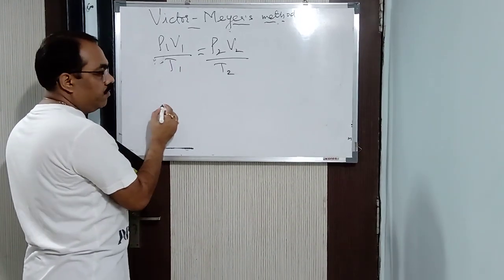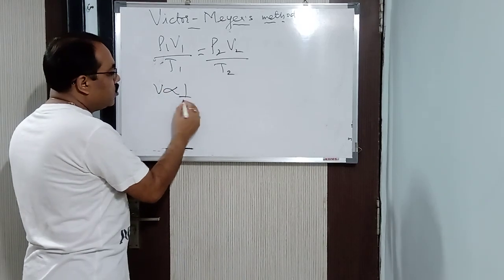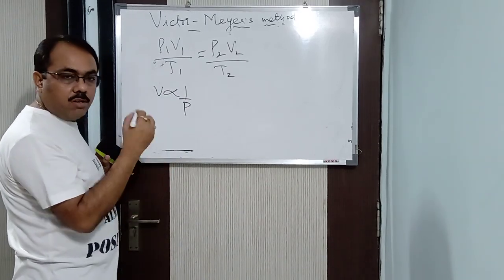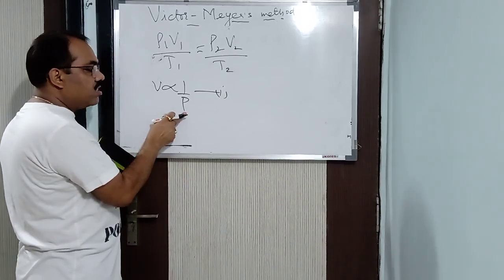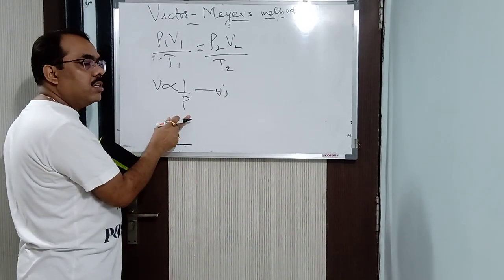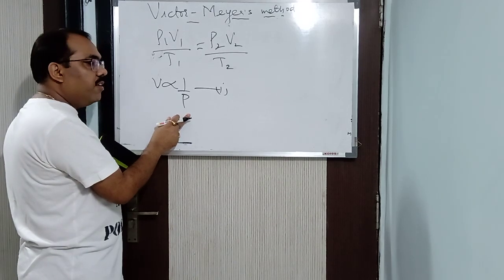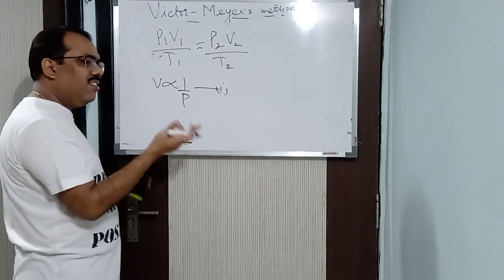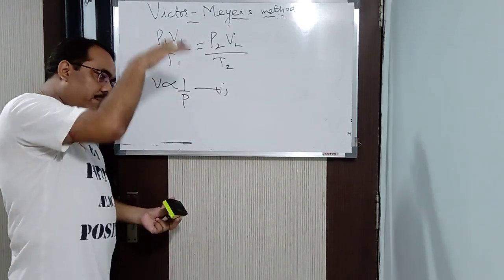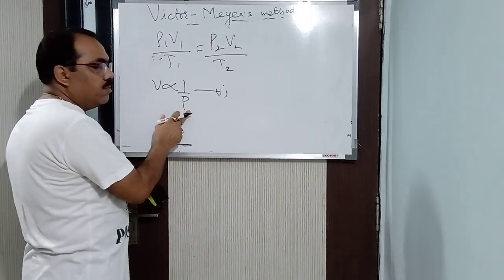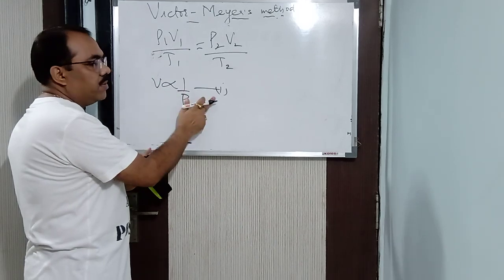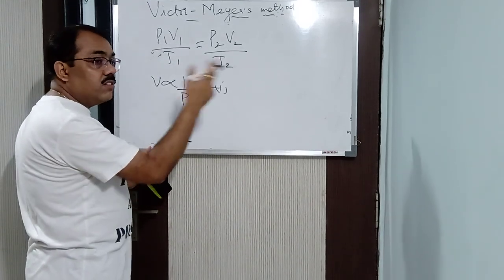According to Boyle's law, volume is inversely proportional to pressure when temperature remains constant. This is equation 1. That means when pressure increases, volume decreases. Definitely, you take a cylinder, you apply the pressure, the volume of the gas is going to decrease. So volume is inversely proportional to pressure when temperature remains constant for a given mass of a dry gas.